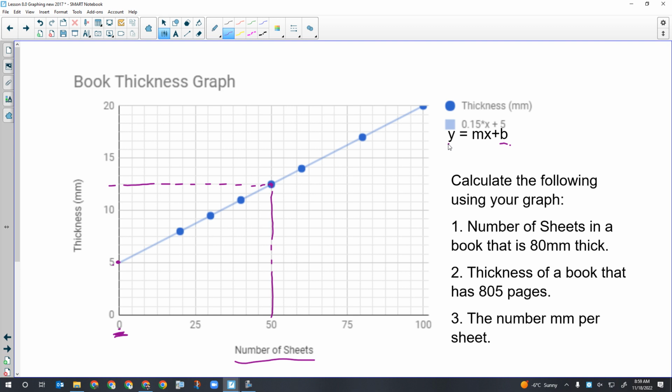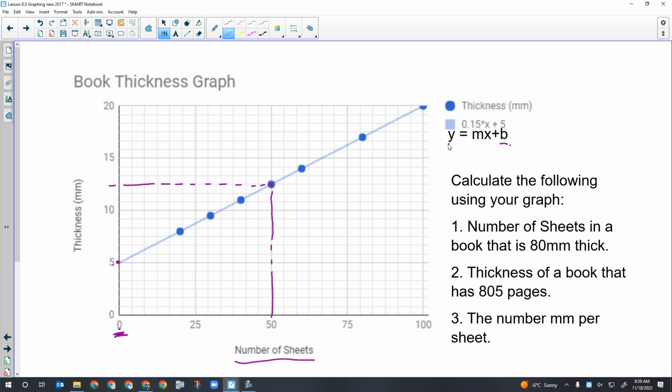So that's what we can get just by looking at a graph. We haven't done any math. We've just looked at the graph and interpreted what's on the graph. That's going to be an important skill that you're going to be required to show in this course. I give you a graph and I ask you to do some interpretation. The interpretation doesn't involve any math. It just involves understanding that in this relationship, more pages means a thicker book, and that the pages are 0.15 millimeters thick, and that the cover is 5 millimeters thick. That's what I can get without doing any math.